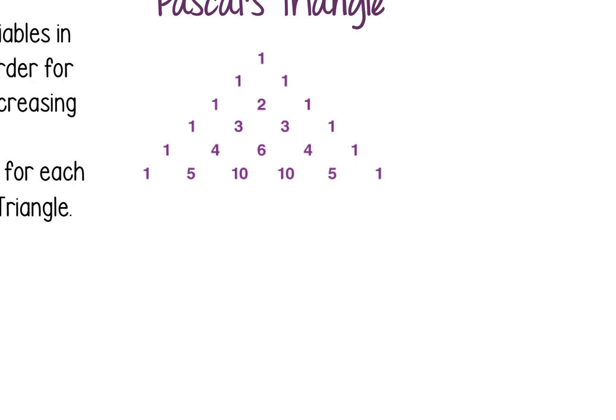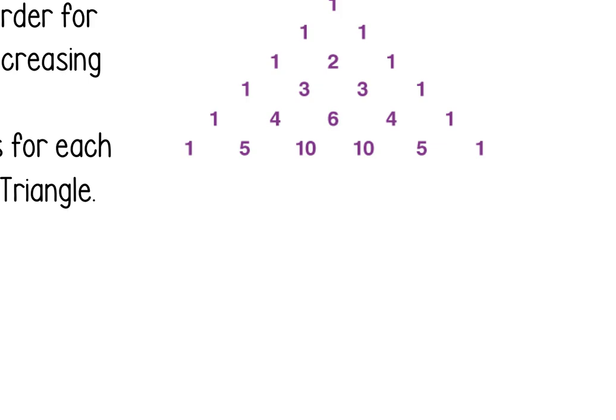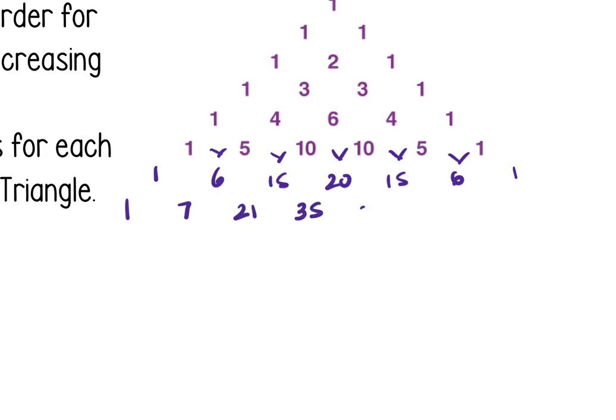Now if I'm going to the 6th power, I go another row. So let's fill in the next row together. It starts with what? 1. 1 plus 5 is 6. 5 plus 10 is 15. 10 plus 10, 20. 10 plus 5, 5 plus 1, and ends with 1. Do one more row. 1. 1 plus 6, 6 plus 15, 15 plus 20, 20 plus 15, 15 plus 6, 6 plus 1, 7, and ends with 1.